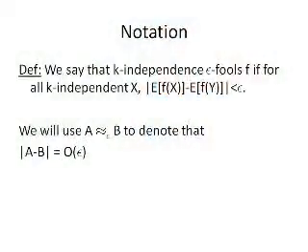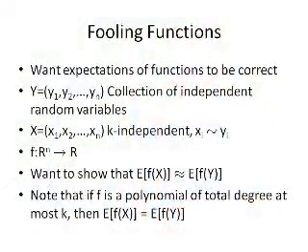And one thing to note here is that if f is a polynomial of total degree at most k, then these expectations in fact are going to be exactly the same, because your polynomial of degree at most k is a sum of monomials of degree at most k, and each of those have their expectations determined by k-independence. And in fact, as we'll see a little bit later, the problems of showing that something's fooled by k-independence and approximating by degree k polynomials are very closely related problems.